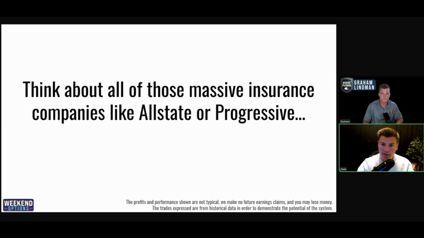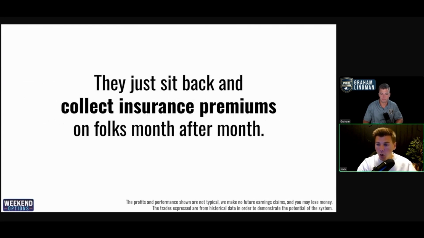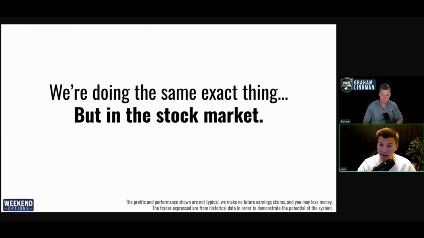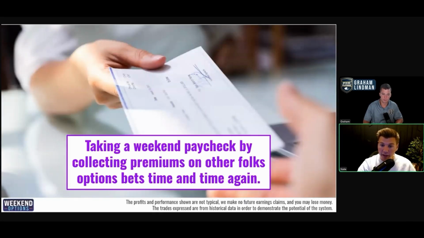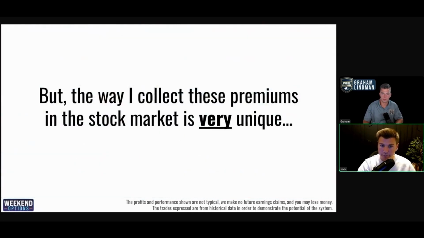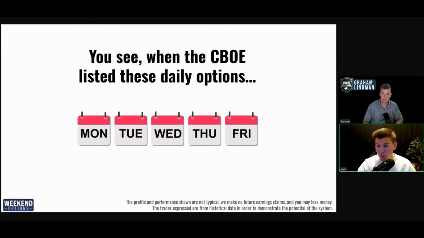We're not open-ended risk. So think about all the massive insurance companies out there like Allstate or Progressive, some of the best companies in the world. All they do is sit back and collect insurance premiums month after month after month. We're doing the exact same thing, but just in the stock market. Taking a weekend paycheck by collecting premiums on all the other people who are taking those risky bets time and time again.